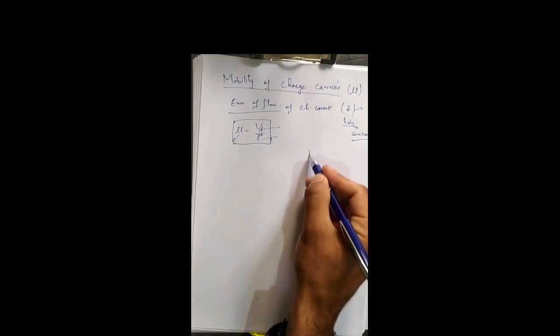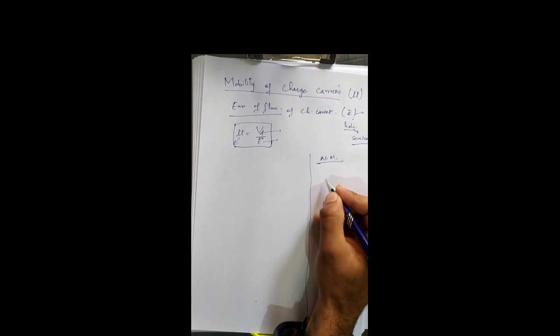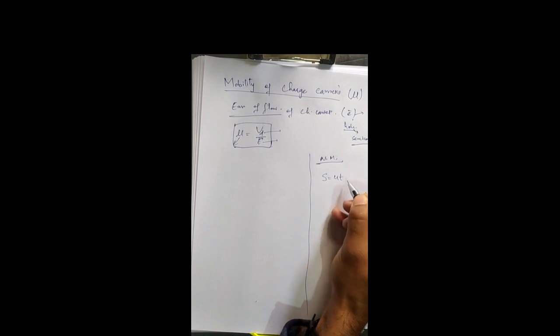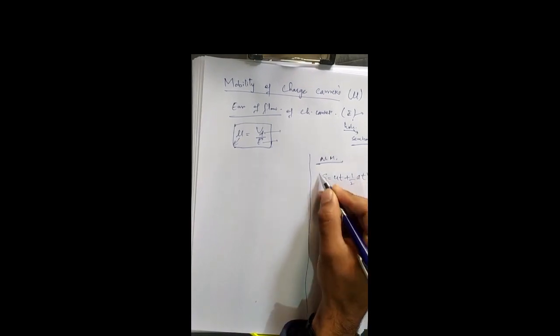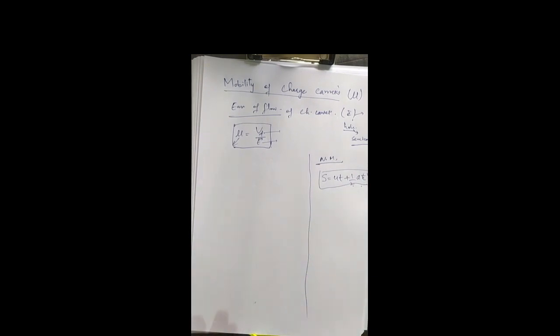of Newtonian mechanics, in which we discussed that the distance covered by a body is equal to ut, initial velocity into time, plus 1/2 of acceleration into time square. This will give us the distance covered by a body in time t with acceleration a.